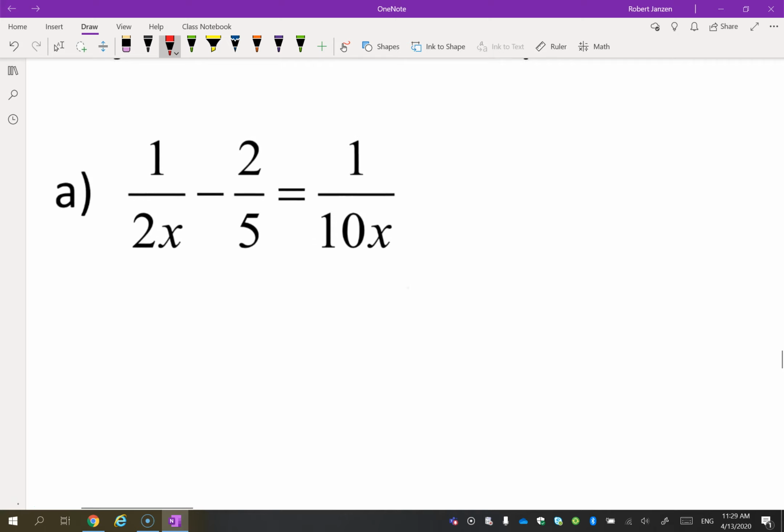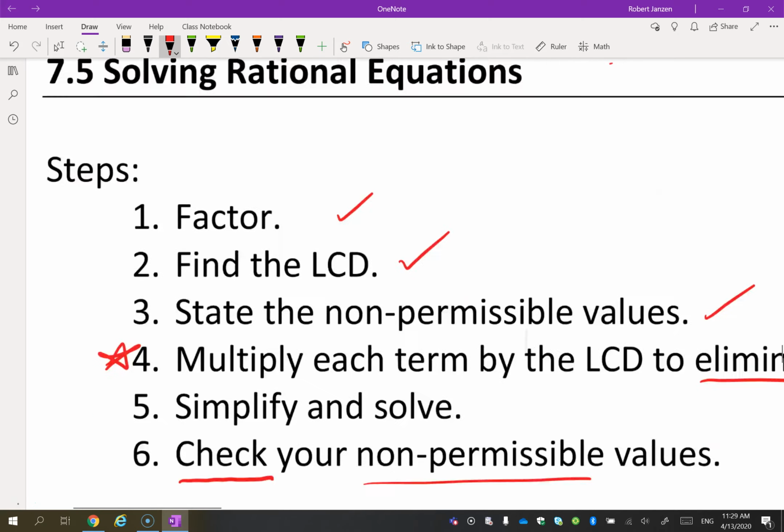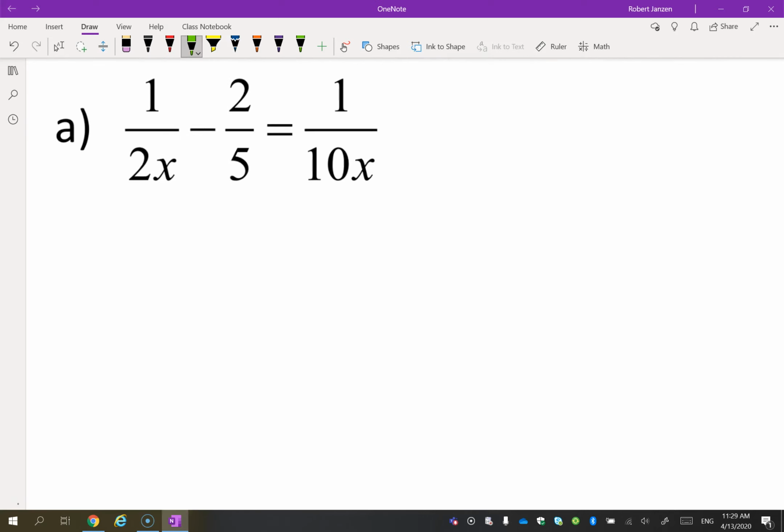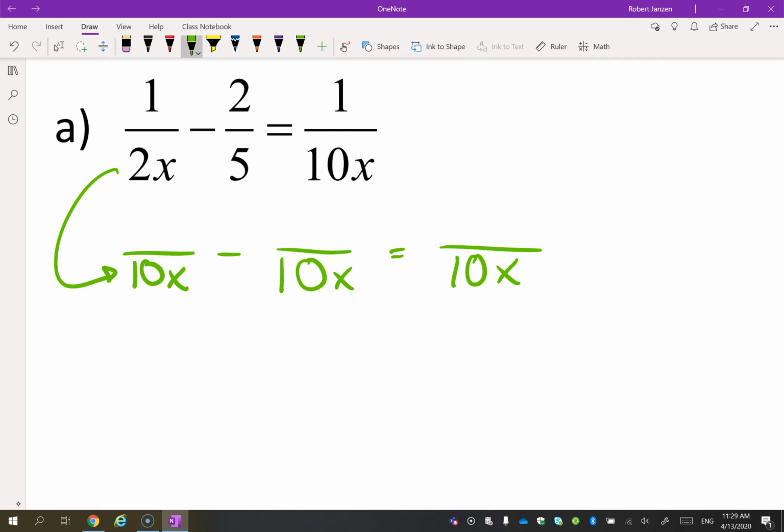Okay, so let's try one here. All right, the first step says to factor. There's nothing to factor here. Second step says to find the LCD. So what is the least common denominator here? I think it's 10x. So we're going to change all of these fractions to 10x. Okay, what did I multiply by to get to 10x here? I multiplied by 5. So this becomes 5. What did I multiply by here to get 10x? I multiplied by 2x. So this is 4x. What did I multiply by here to get to 10x? Well, I didn't multiply by anything, so that does not change.